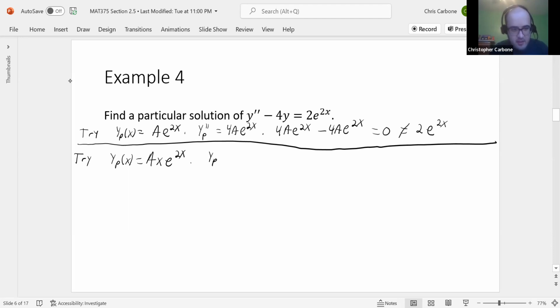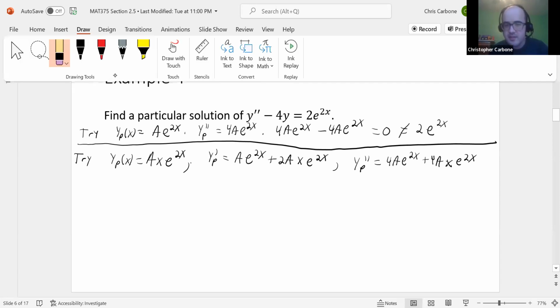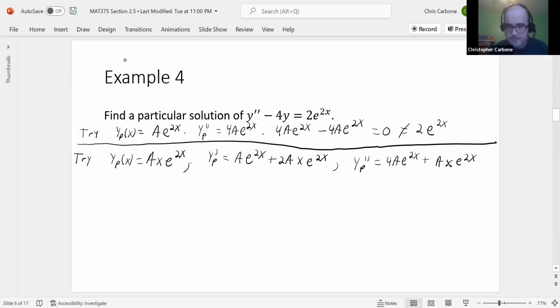The first derivative of y sub p will be a times e to the 2x plus 2a x e to the 2x. And the second derivative of y sub p would be 4a e to the 2x plus 4a x e to the 2x. And let me quickly fix that 4. Right, due to the product rule for differentiation.